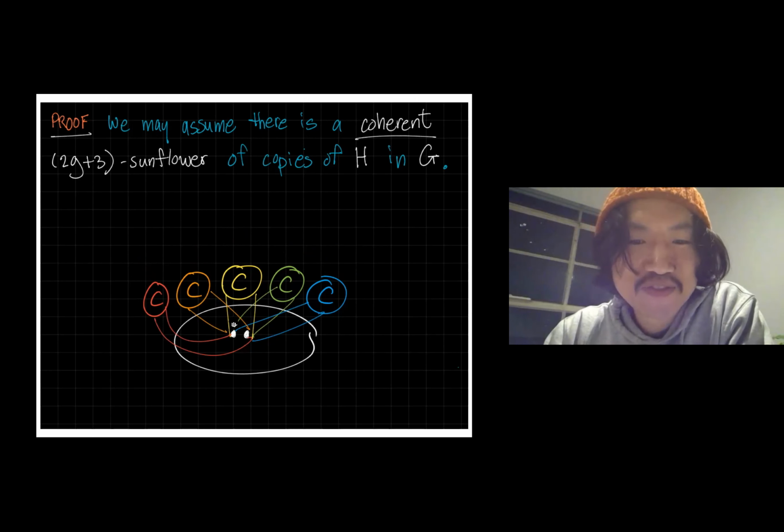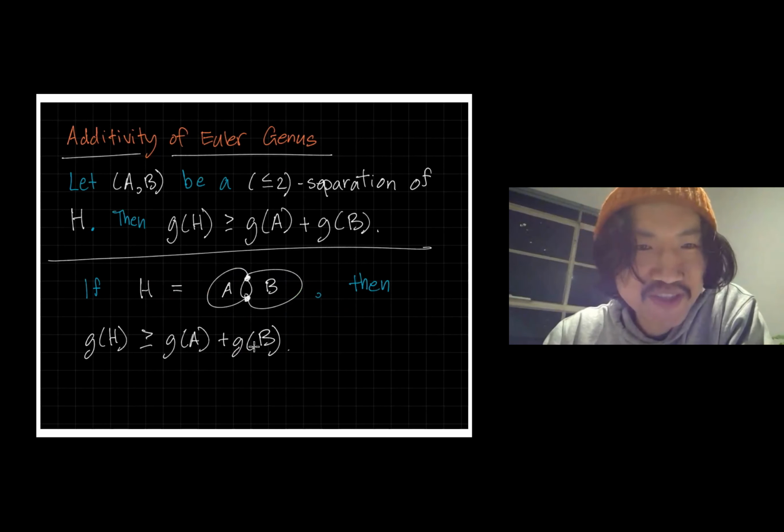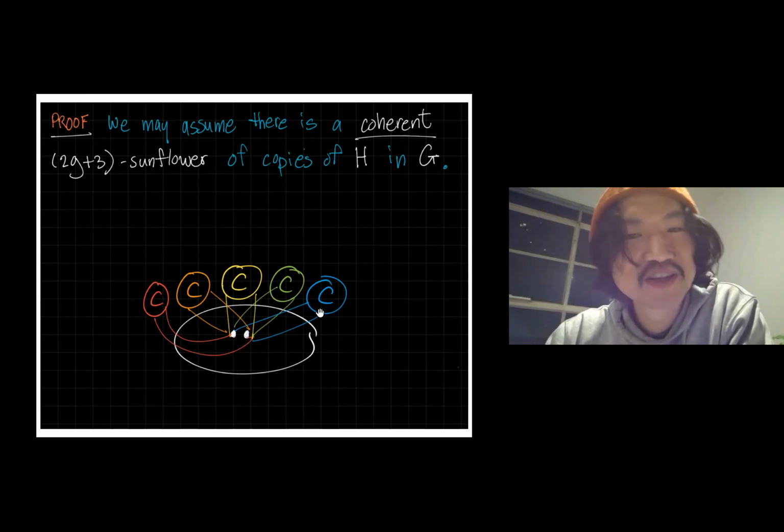So what I've now found is a bunch of subgraphs on the surface that are not planar and that meet in at most two vertices. So now you just have to remember the second thing you're supposed to know about surfaces, which is this additivity of Euler genus. So this is also a contradiction, right? Because the number of guys that I have here is strictly more than g, right?